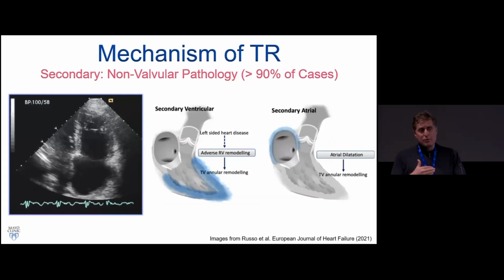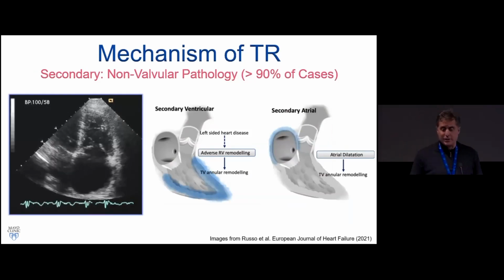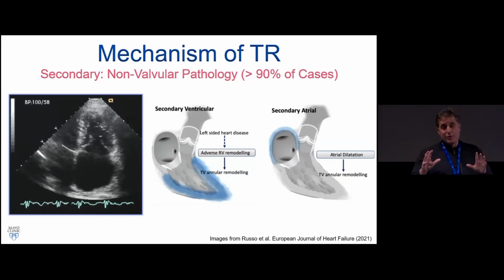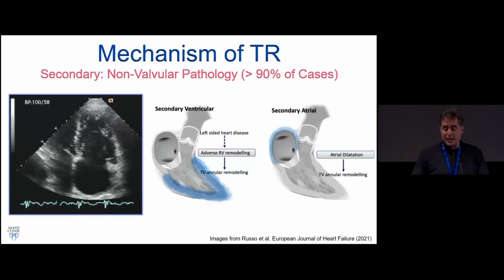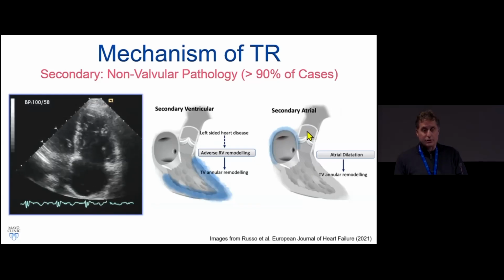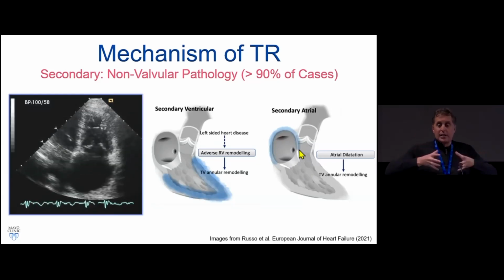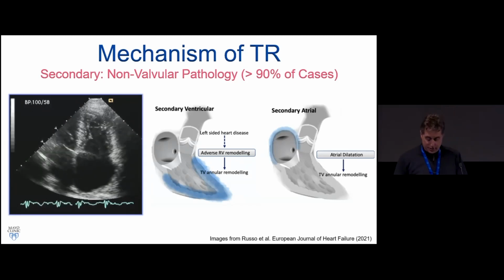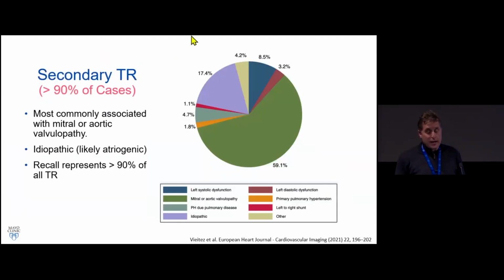So if it's not primary TR, then it can be secondary TR. This is secondary to non-valvular pathologies, and this represents more than 90% of the cases of TR. It's either a problem of the right ventricle with adverse remodeling or secondary to atrial enlargement, where the atrium gets very big, pulls the annulus, and therefore you can have tricuspid regurgitation. So again, most cases of TR that we see in practice are going to be secondary tricuspid regurgitation.